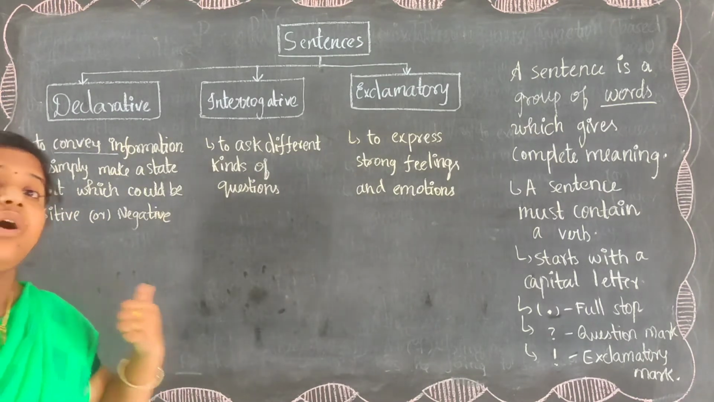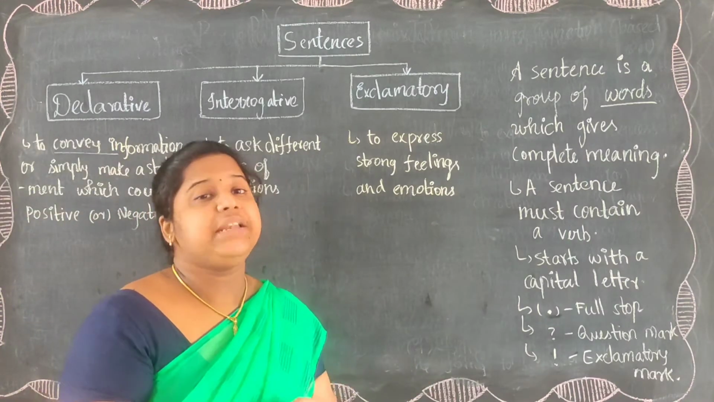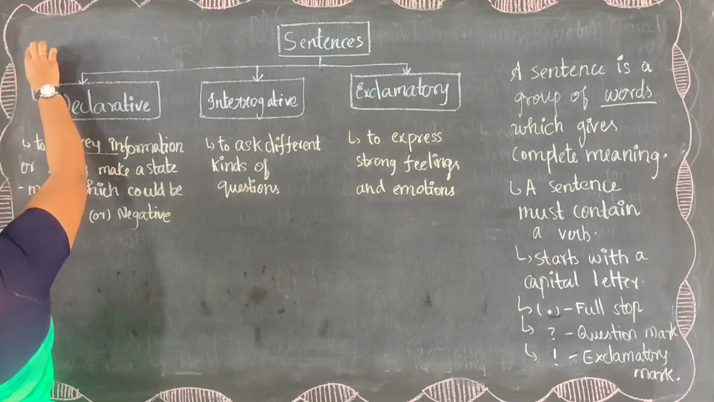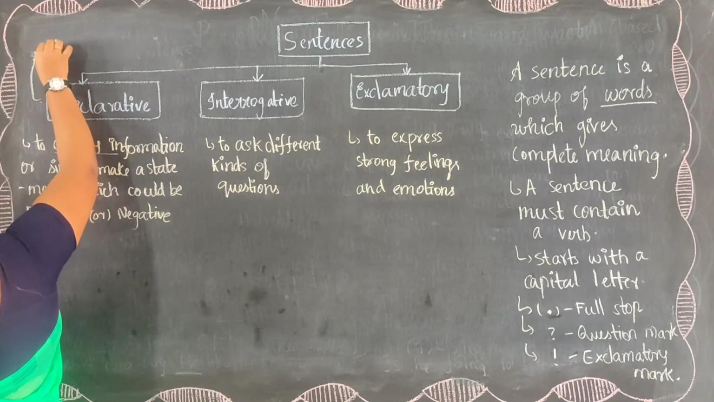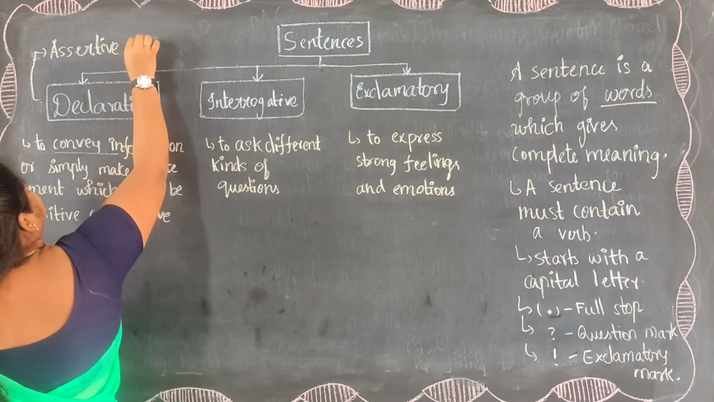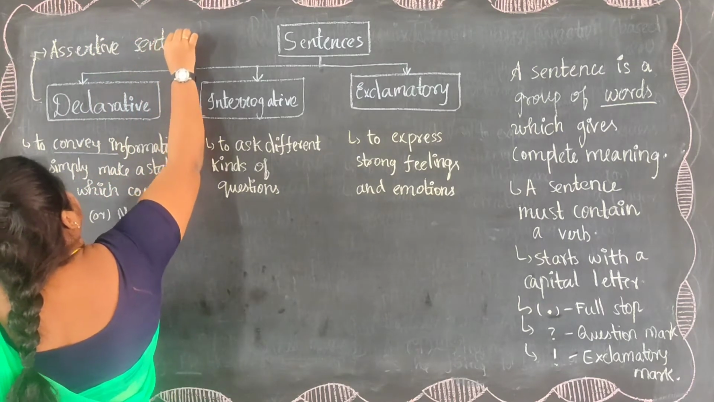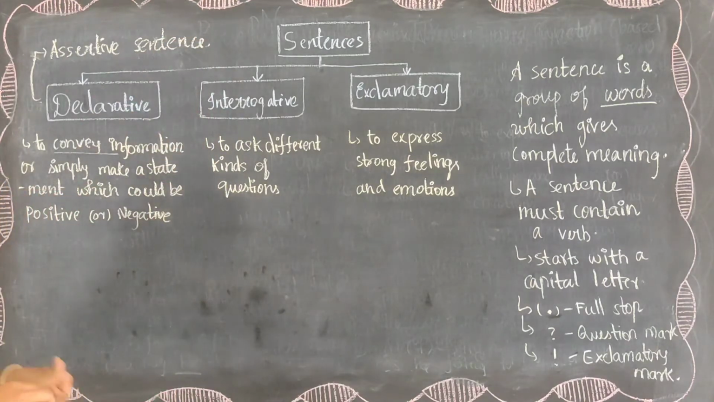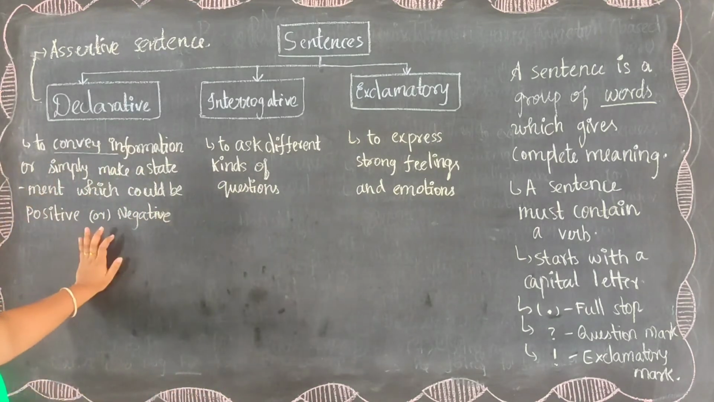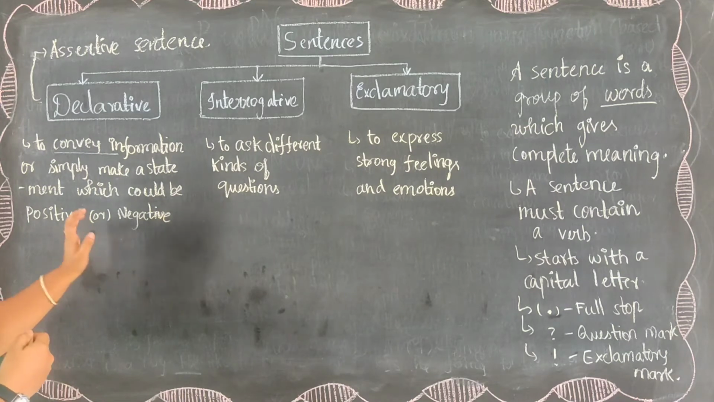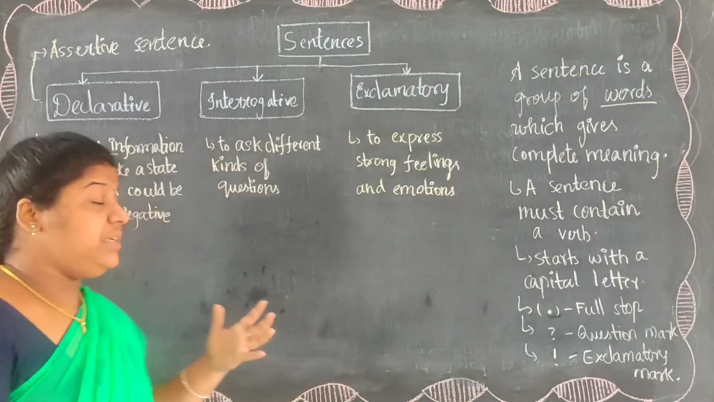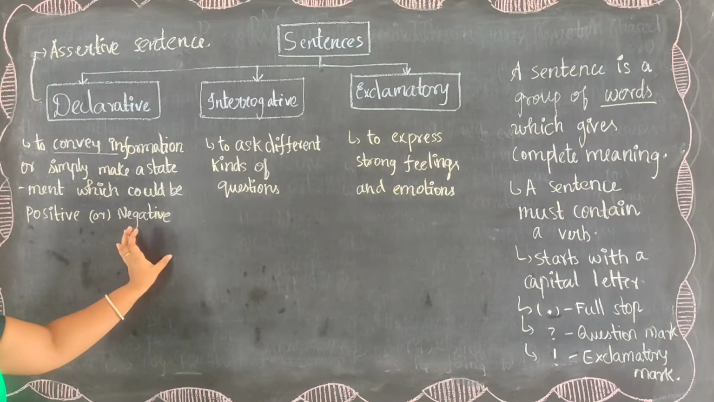Declarative. It is also known as assertive sentences or statements. See here, assertive sentences. A declarative sentence is also known as an assertive sentence. We can also call it statements. Okay, normal statements. And then a declarative sentence conveys information, or simply makes a statement which could be positive or negative. Positive means which affirms something, and negative means which denies something.